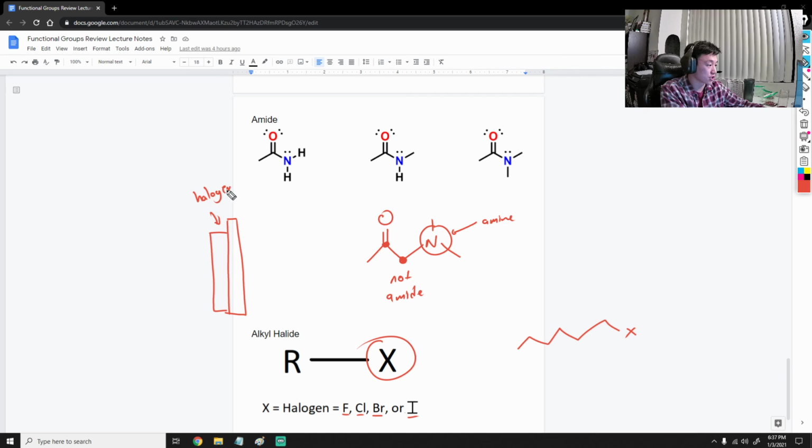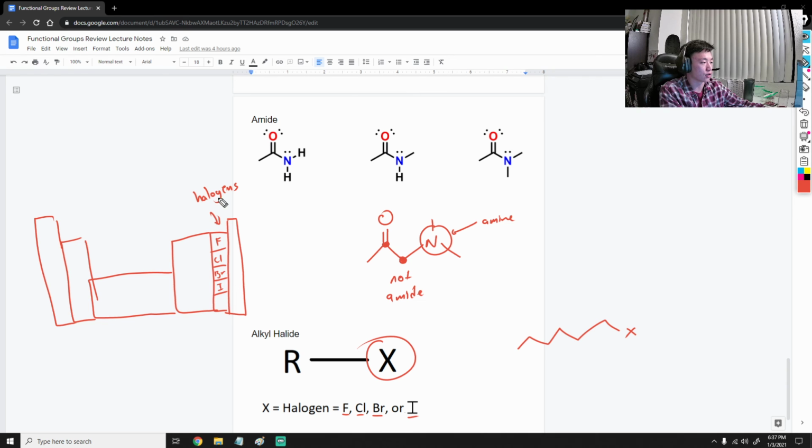Okay, and you guys can double check if you want to, but they're going to be fluorine, chlorine, bromine, and iodine. Okay, so if you have the periodic table like this, I know this is kind of a rough sketch, but the ones on the second last column are going to be the halogens. You're going to have fluorine, chlorine, bromine, and iodine. Those are the halogens. If you see those connected to a carbon, that's going to be an alkyl halide.